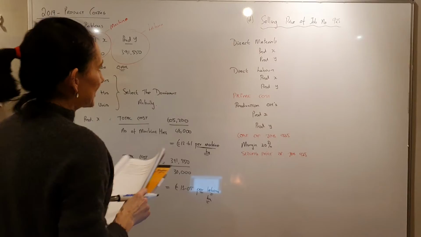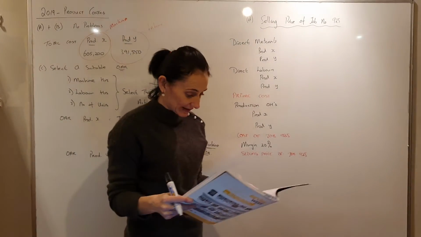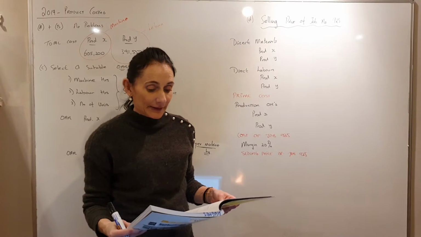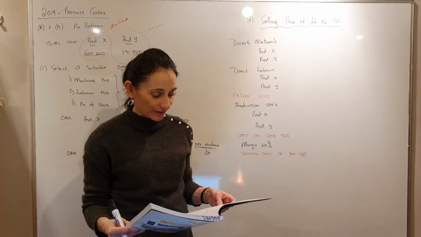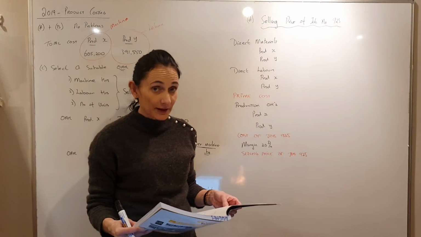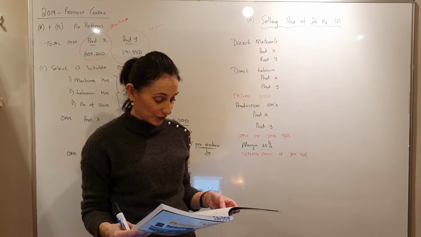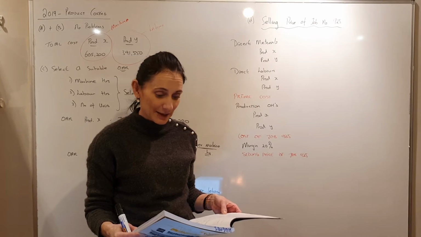Right, let's look at part D. They want the selling price of this specific job. When you're doing this part D, they mention the job number 925. That means the table you're going to use in this part of the question is the table for job 925, which is the bottom table.